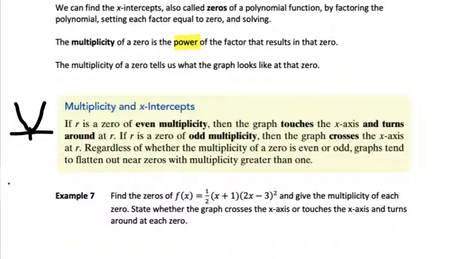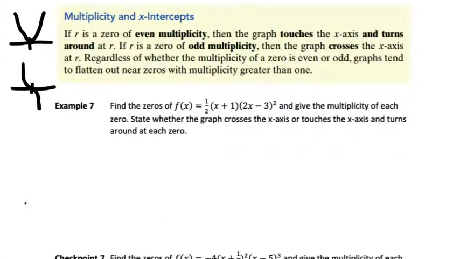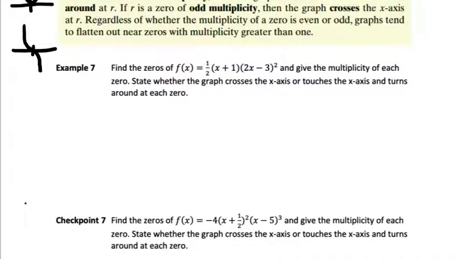If the zero has an odd multiplicity, then the graph crosses the x-axis at that zero. So if this is my zero, the graph is going to cross from one side of the x-axis to the other. We're going to look first at example 7. It says to find the zeros of f of x equals 1/2 times (x plus 1) times (2x minus 3) squared, and give the multiplicity of each zero. State whether the graph crosses the x-axis or touches the x-axis and turns around at each zero.